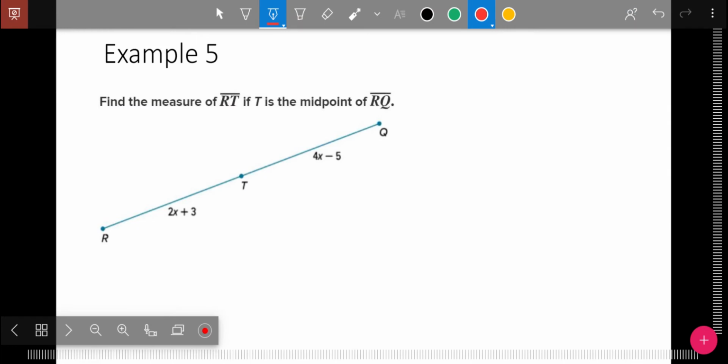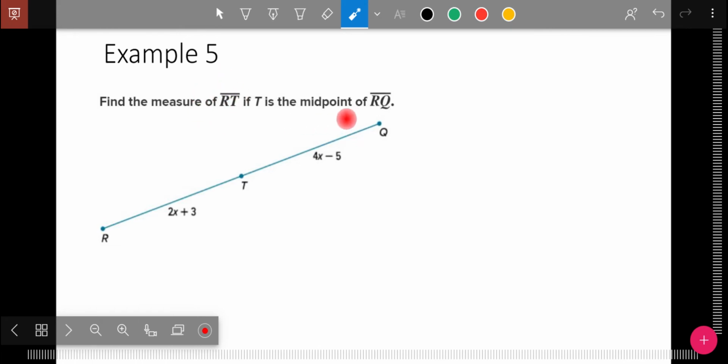Jumping right into examples. All of our examples are going to deal with midpoint because that's the lesson we're on here. Find the measure of segment RT if T is the midpoint of segment RQ. So it's telling you two important pieces of information. One, what are we trying to find? Always know that because sometimes it's a part of the line, sometimes it'll be the whole segment, sometimes it'll just be the variable x. So always know what the question is asking.